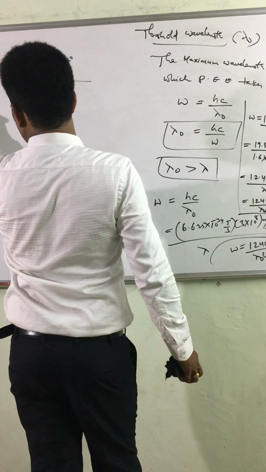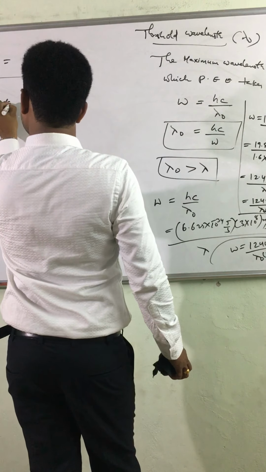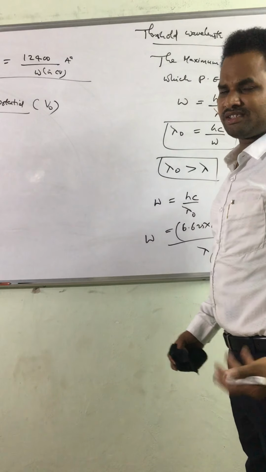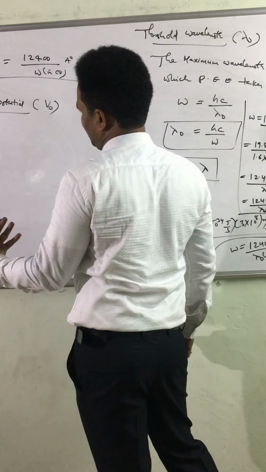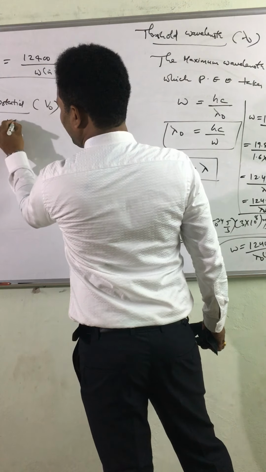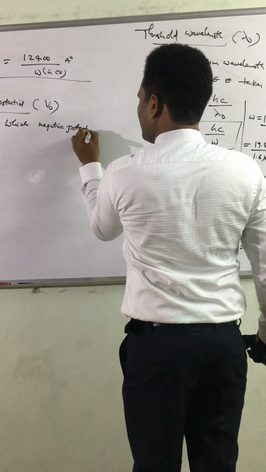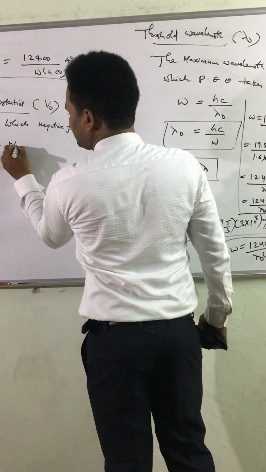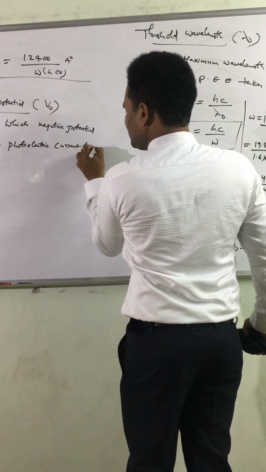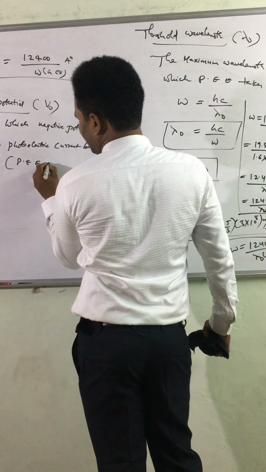Now, stopping potential. Stopping potential is V naught. Stopping means stop. It is the negative potential at which the photoelectric current becomes zero. Photoelectric current becomes zero means photoelectric emission does not take place.